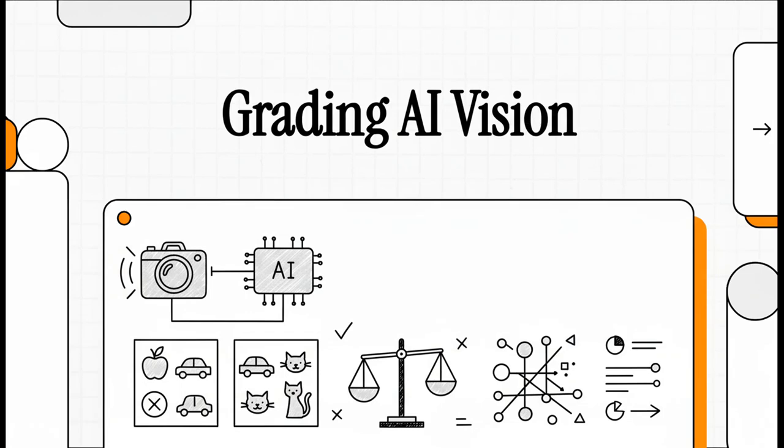Welcome to the Explainer. We ask AI to see things all the time, right? From spotting your face in a photo to driving a car. But here's the big question. How do we actually know if it's any good at it? It's not just a simple pass or fail. Today, we're going to pull back the curtain and really break down how we grade an AI's vision.